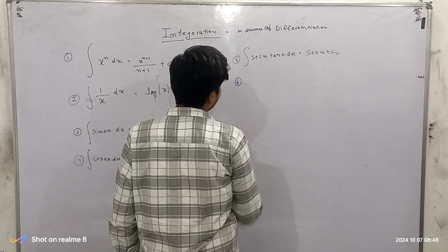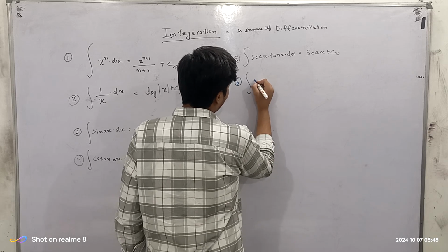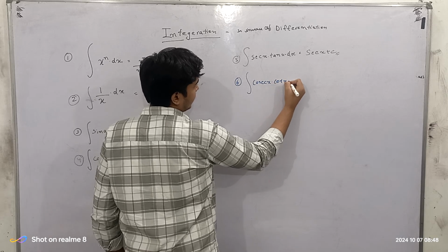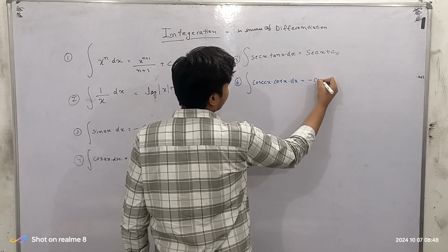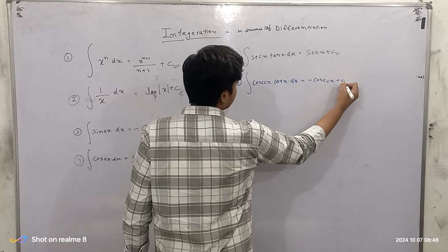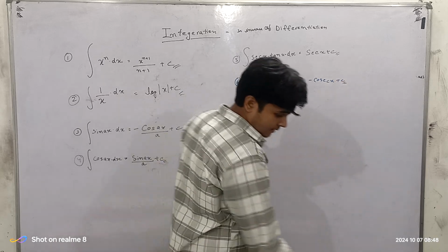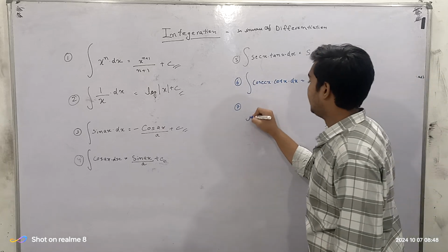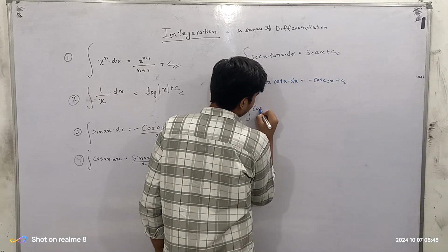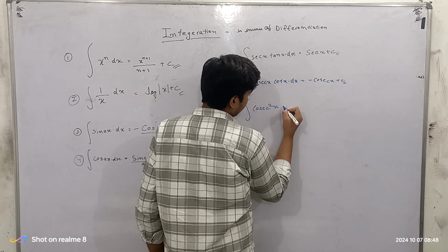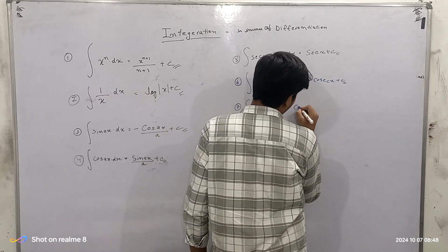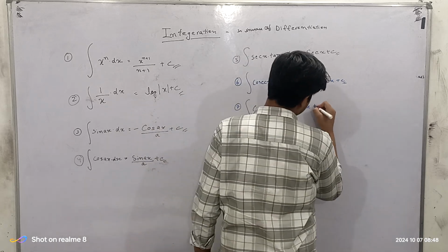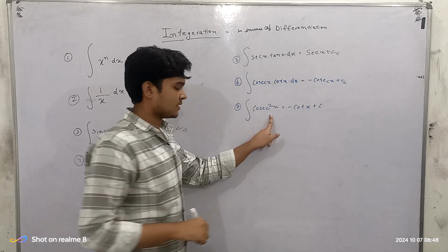General formula number 6: integration of cosec x cot x dx will be equal to minus cosec x plus c. This is general formula number 6. Now, integration of cosec square x equals minus cot x plus c. This is the formula of cosec square x.